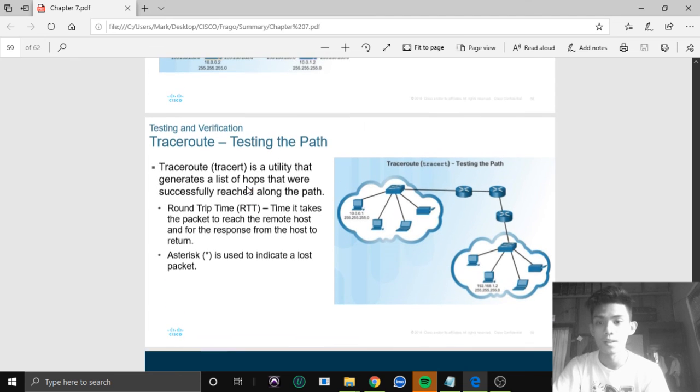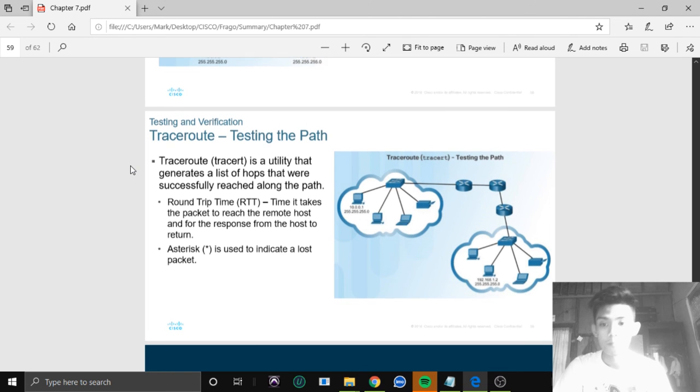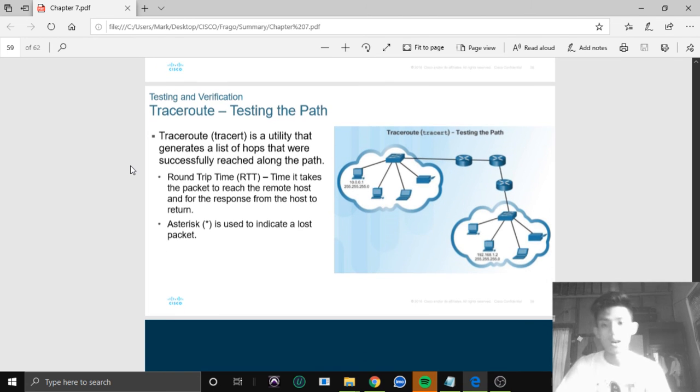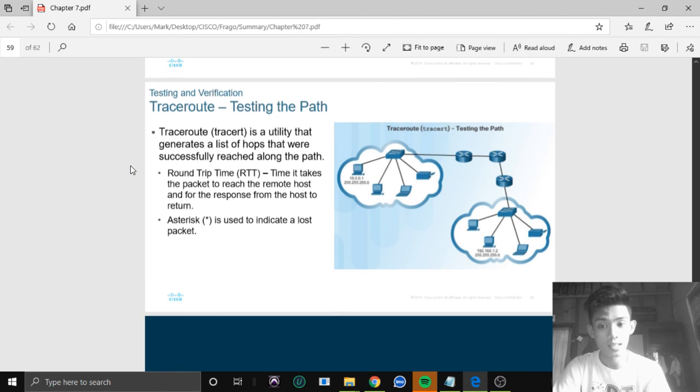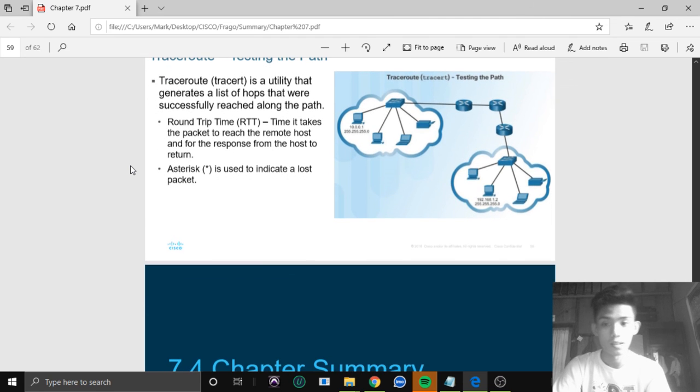So, we have traceroute, testing the path. Traceroute is a utility that generates a list of hops that were successfully reached along the path. The round trip time, or RTT, is the time it takes for the packet to reach the remote host and for a response to return. An asterisk is used to indicate a lost packet.